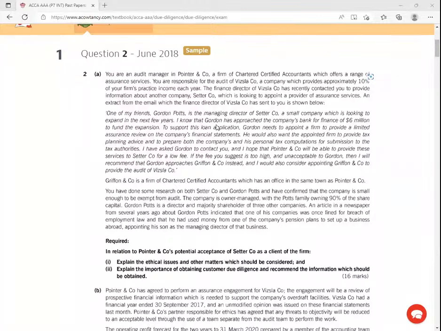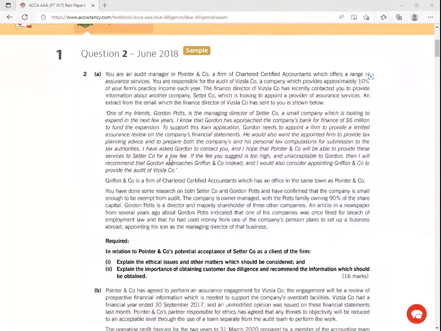I know that Gordon has approached the company's bank for finance of $6 million to fund the expansion. To support this loan application, Gordon needs to appoint a firm to provide a limited assurance review on the company's financial statements. He would also want the appointed firm to provide tax planning advice and to prepare both the company and his personal tax computations for submission to the tax authorities. I've asked Gordon to contact you, and I hope that Pointer and Company, your audit firm, will be able to provide these services to Sasa company for a low fee.